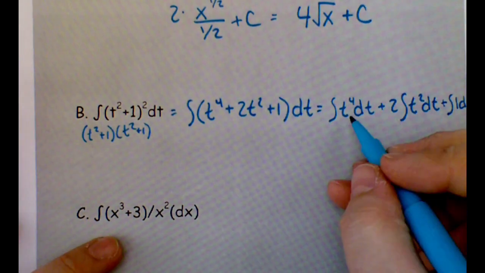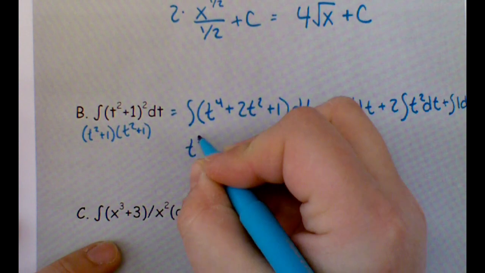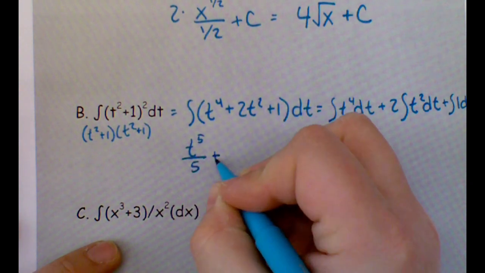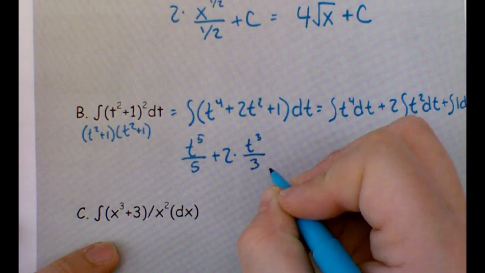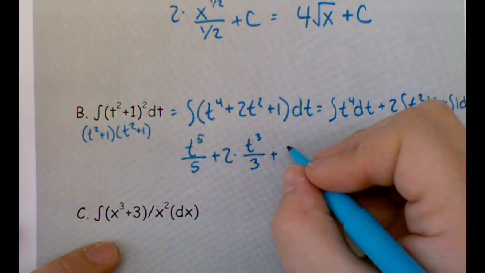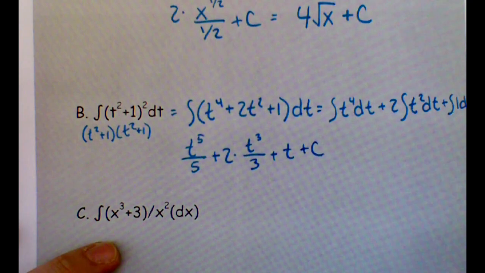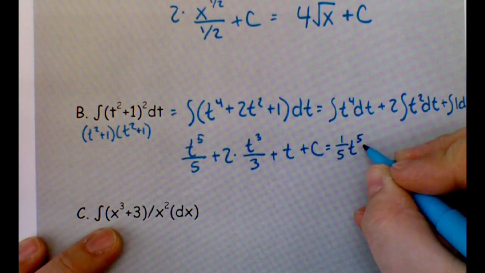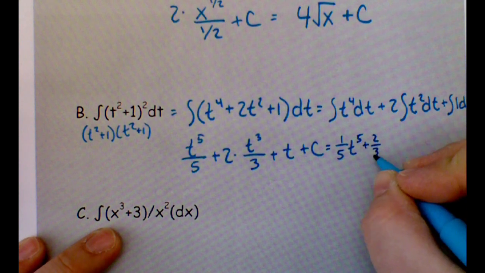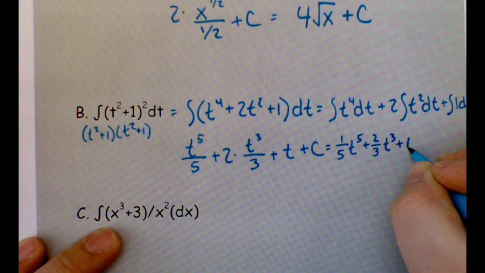All right, well, the antiderivative of t to the 4th power is t to the 5th power over 5, plus 2 times the antiderivative of t squared, which is t cubed over 3, plus the antiderivative of 1, which is t, plus c. And we'd probably want to make that 1/5 t to the 5th power plus 2/3 t cubed plus t plus c.